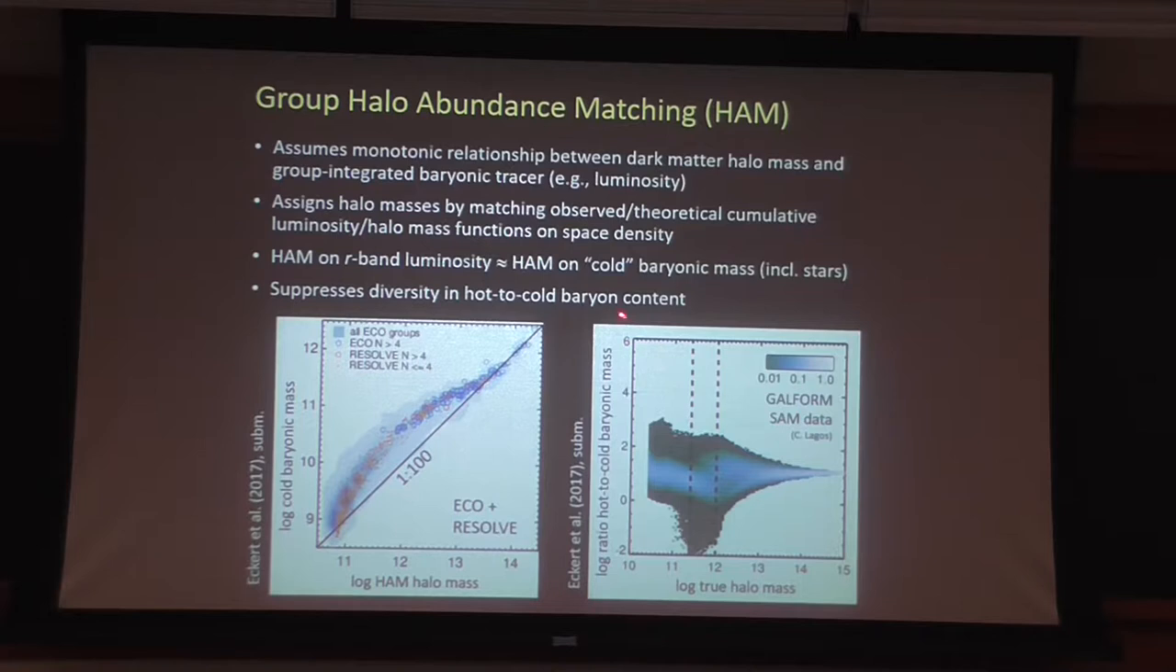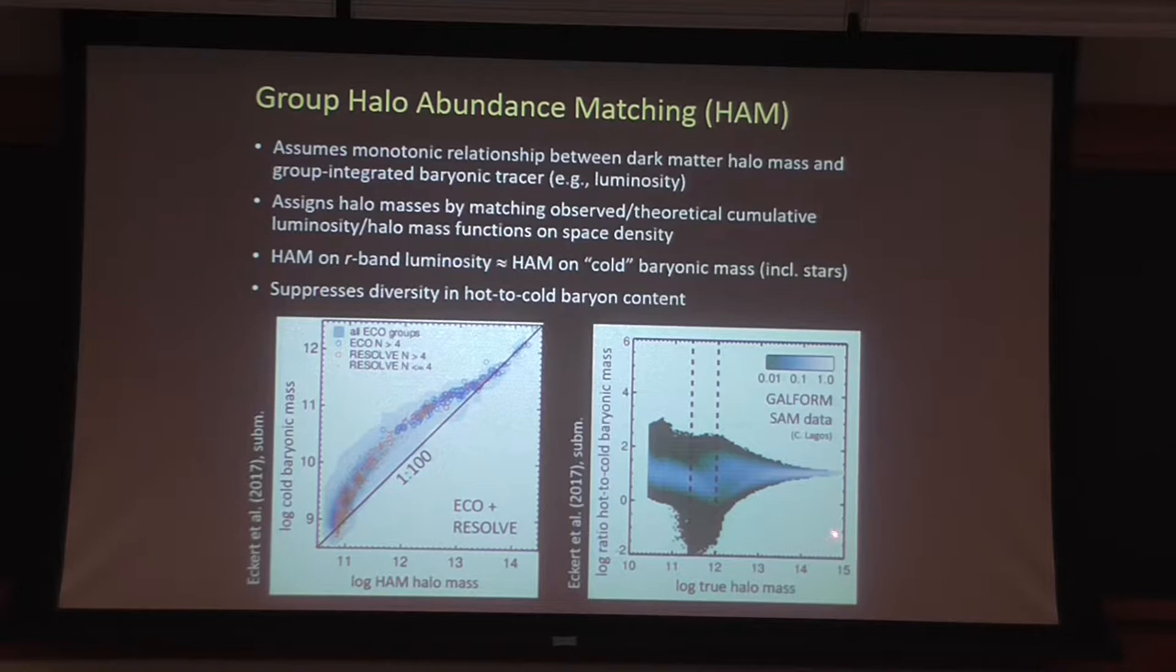So it suppresses that diversity. Now, if you actually perform it, this is our HAM halo mass for both ECO and RESOLVE in one plot: log cold baryonic mass versus HAM halo mass. So this is the integrated cold baryonic mass, and so obviously it's monotonic.